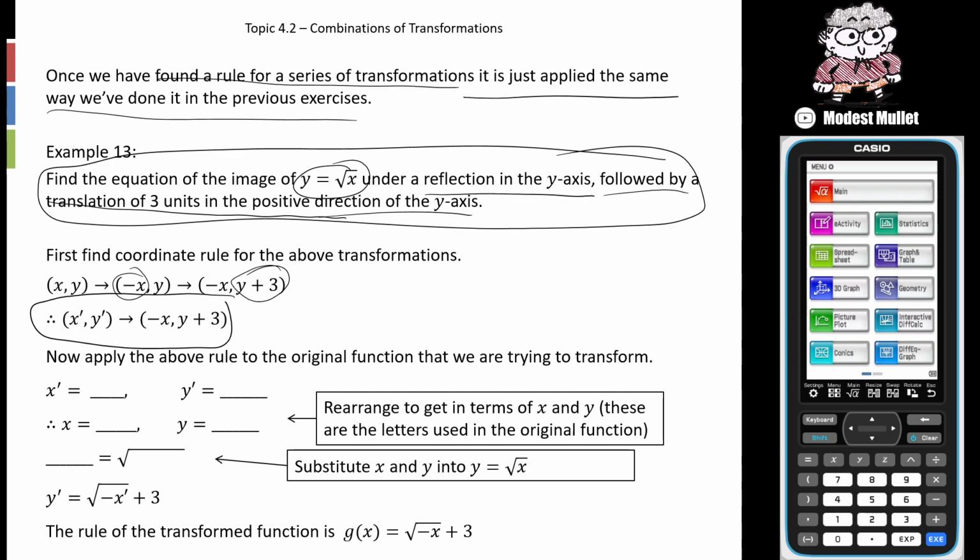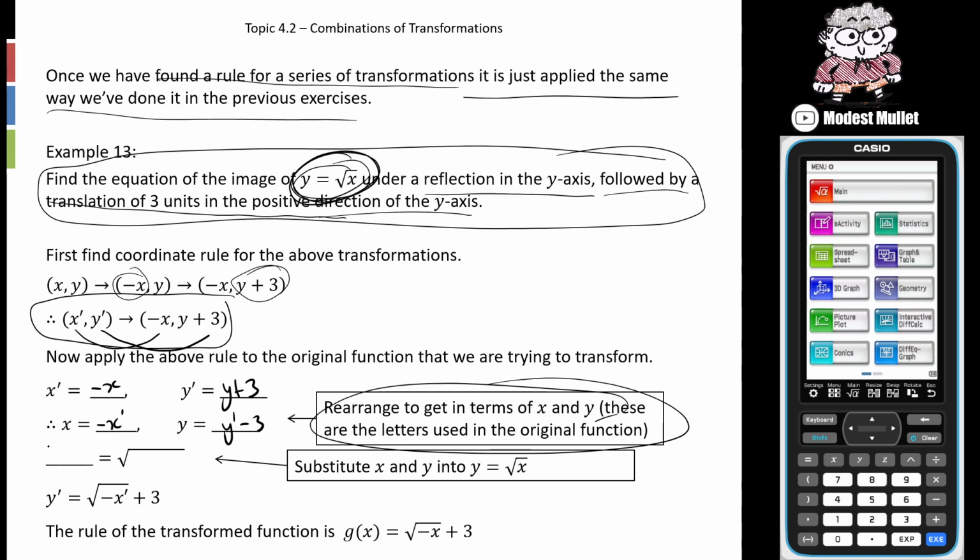So all we do is follow the rest of our steps from video part 1, where we rearrange and equate our coordinates. So x dash is equal to negative x, and y dash is equal to y plus 3. We rearrange to get the original x and y by themselves using inverse operations. So we're left with negative x dash, and y would be equal to y dash take 3. Then we substitute those into the original function.